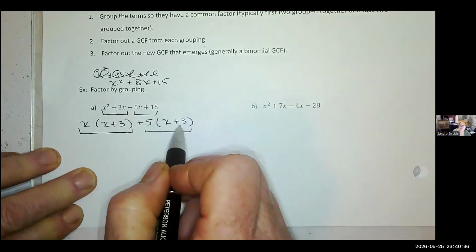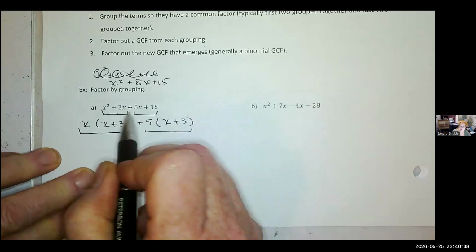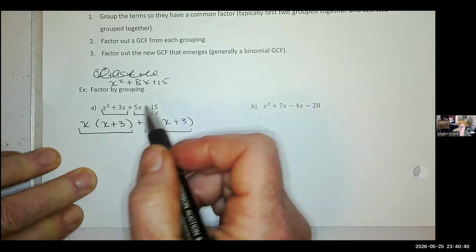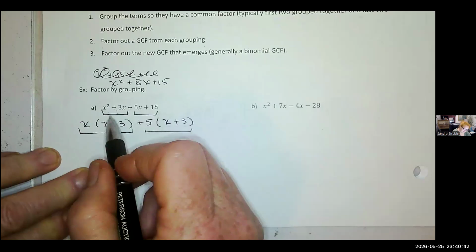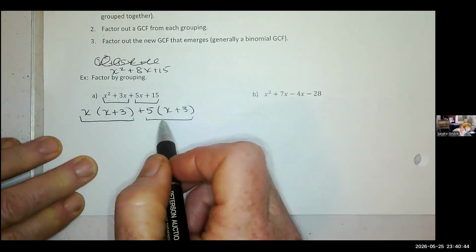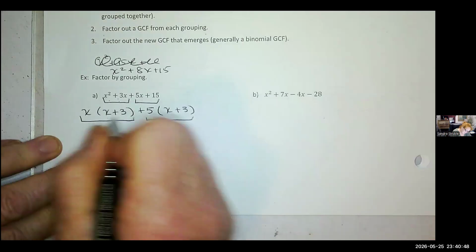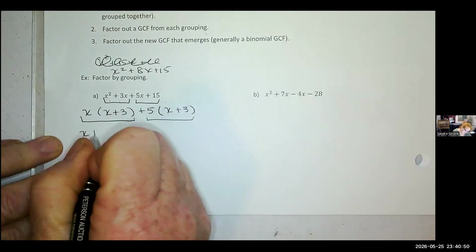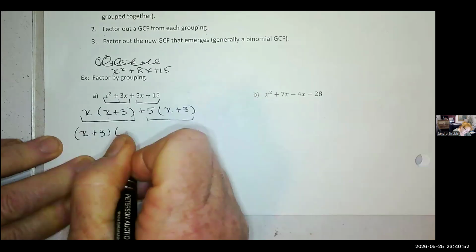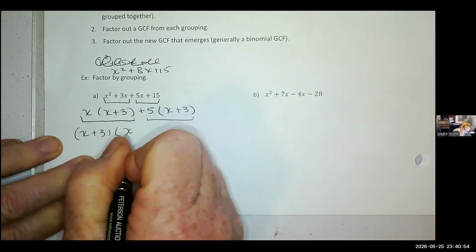So now we're going back a little bit further. If you have 4 terms, this is the proper way to do this. Okay. What do these two terms have in common? They have x plus 3 in common. And when you factor that out from the first term, you have x. When you factor x plus 3 from the second term, you have plus 5.